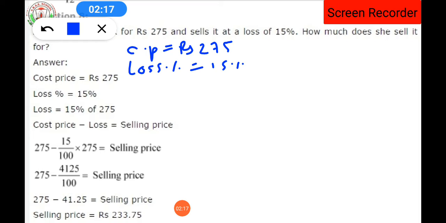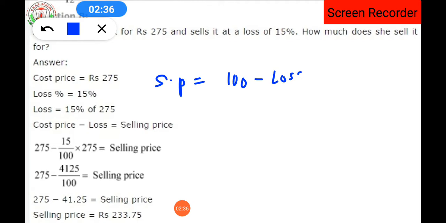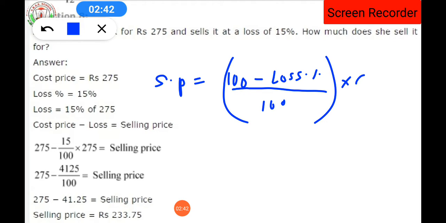So what we have to find out? We have to find out the SP. What is the formula for SP, the selling price? Here we have the selling price formula as 100 minus loss percent upon 100 into cost price. This is the formula, isn't it? So by using this formula we have to solve.